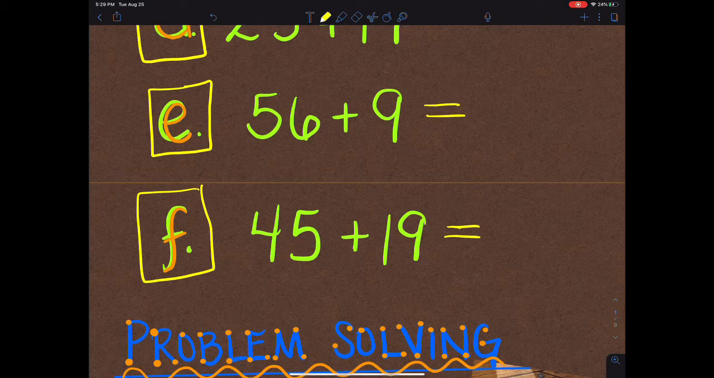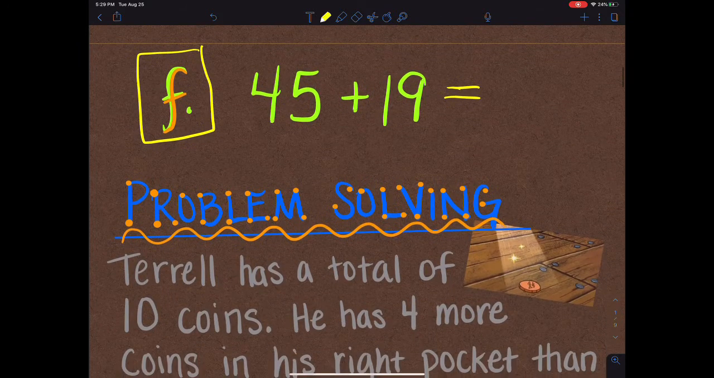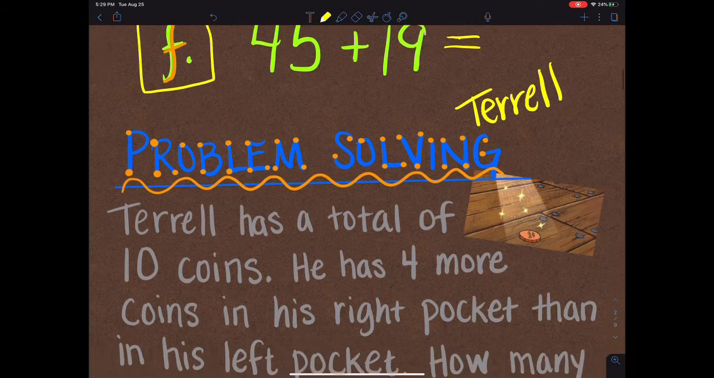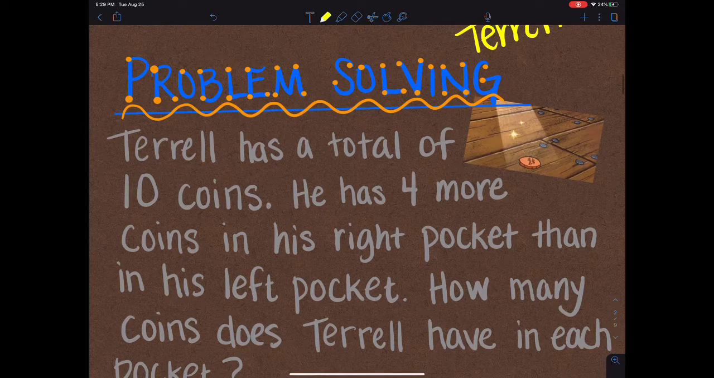And I'm going to keep going on to problem solving. And once again, we're back to our good old friend Terrell. And Terrell has some coins in his pocket again. And this is what it says for problem solving.